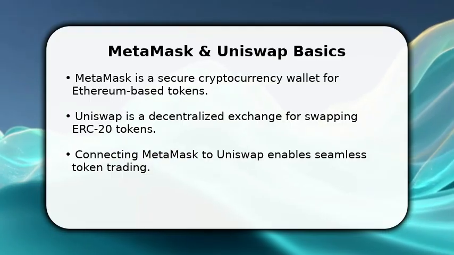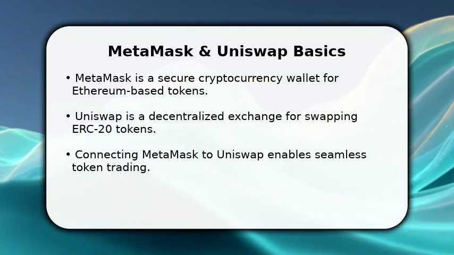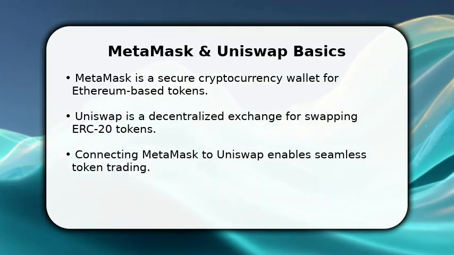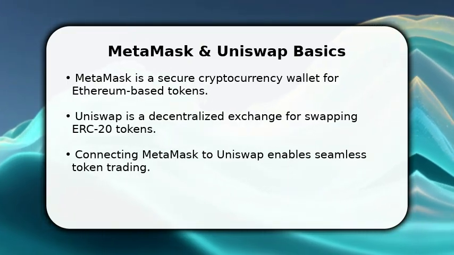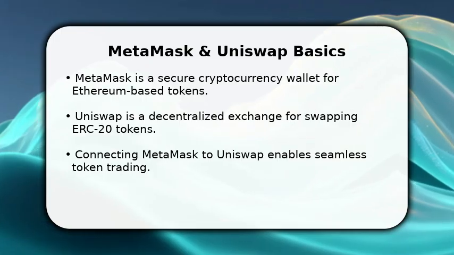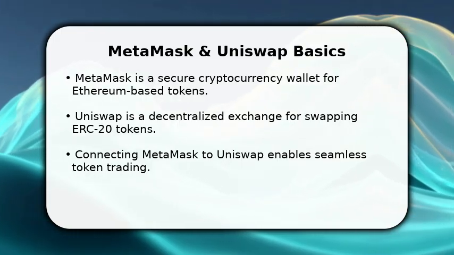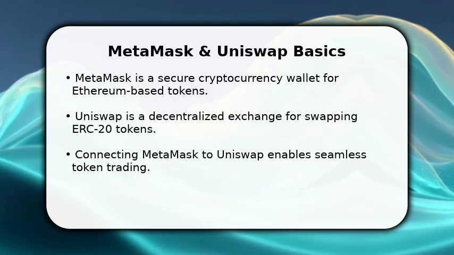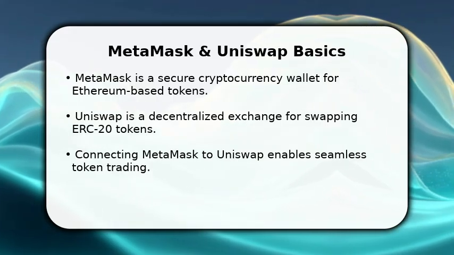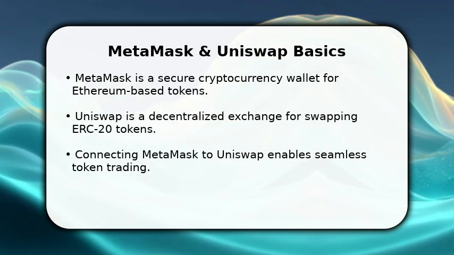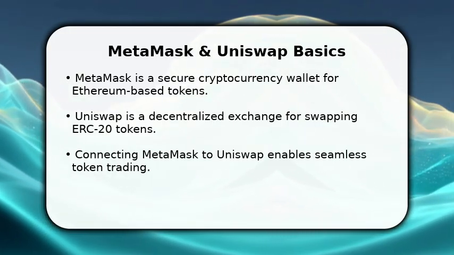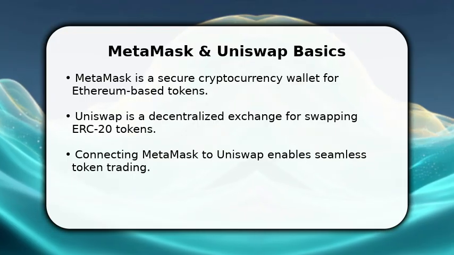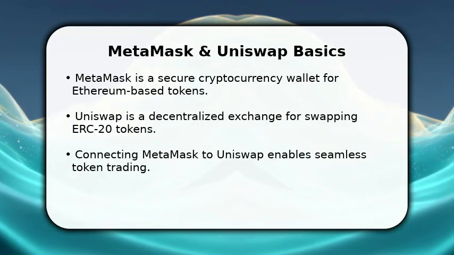In this video, I will explain how to use MetaMask with Uniswap. First, let's understand what each platform does. MetaMask is your digital wallet, keeping your Ethereum and other ERC20 tokens safe. Uniswap is a decentralized exchange, or DEX, where you can trade these tokens directly. Together, they create a powerful and secure way to manage your crypto assets and make swaps easily.